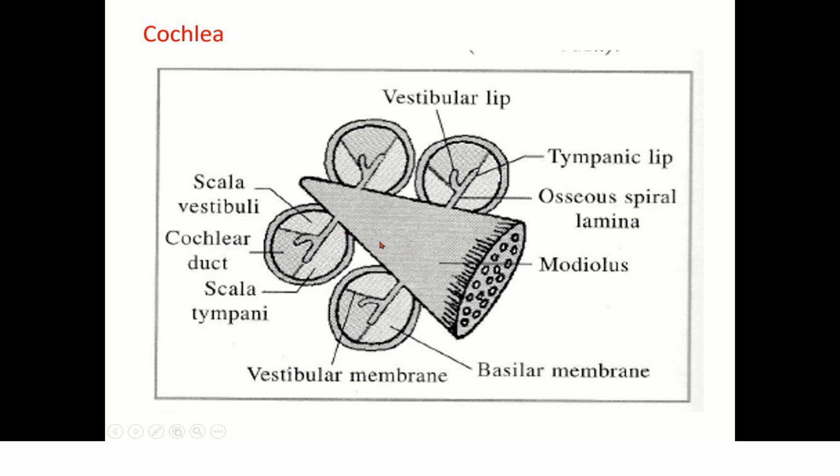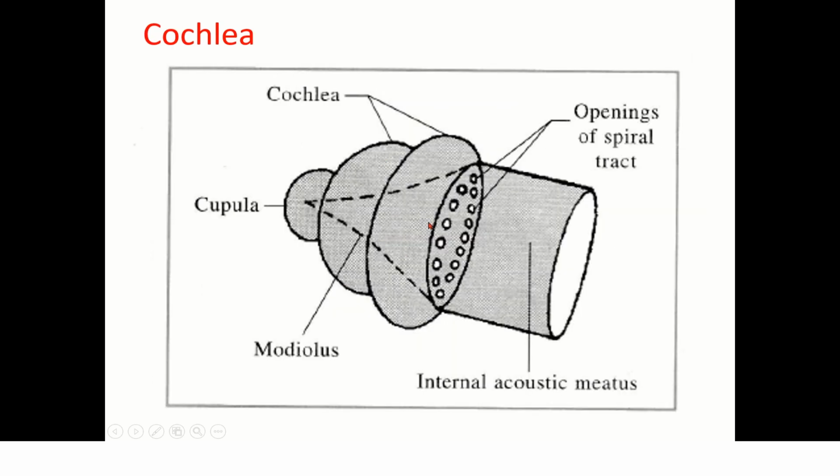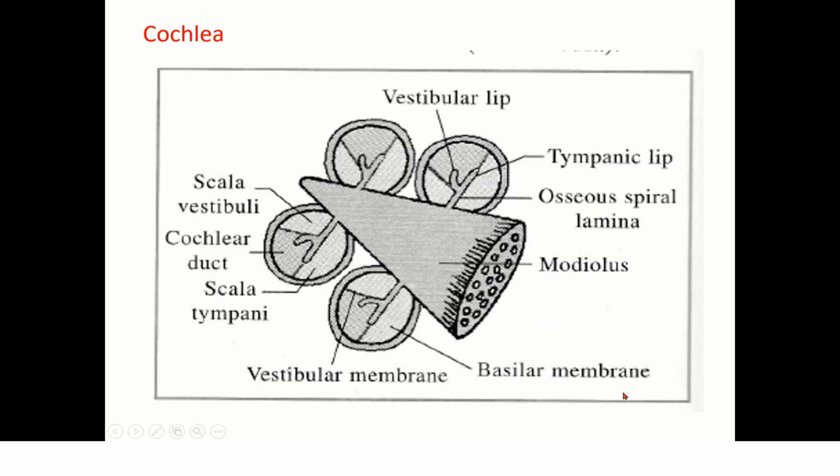So this is the modulus and this is the cochlear canal. The turn of the cochlear canal is 2 3/4. The cochlear canal is coiled around the central core, the modulus, the apex of which is called the cupula, and the base has multiple foramina called the tractus spiralis foraminosus for the cochlear nerve.